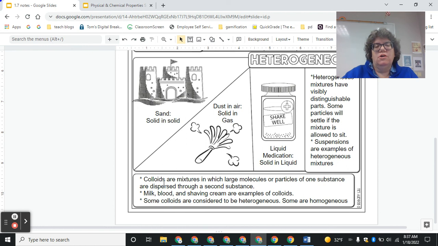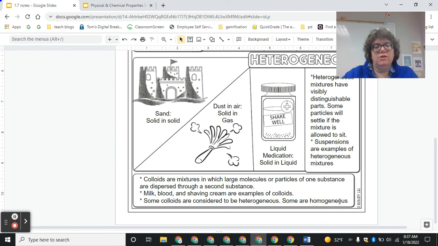Special mixtures called colloids are when you have large molecules of one substance mixed through something else. So the easiest way to explain them is by looking at examples. Milk, blood, shaving cream. So milk is large pieces of fat, for lack of a better term, mixed in the solution, right? And how much? 2%, 1%, right? You have more or less. But they're suspended in the liquid.